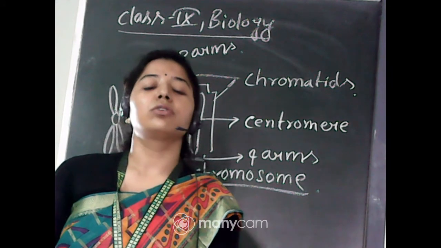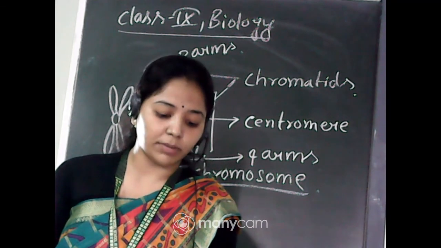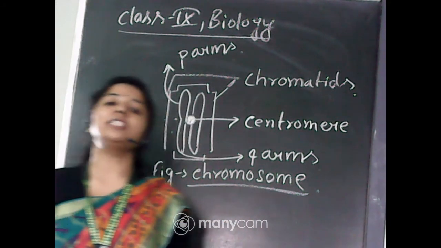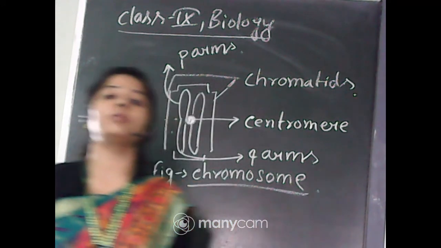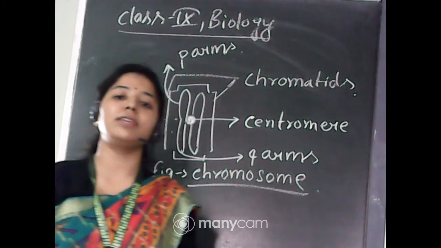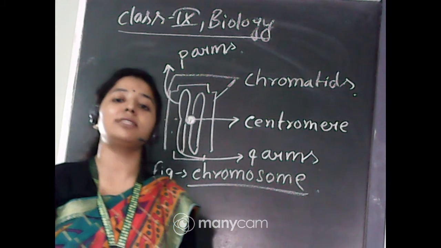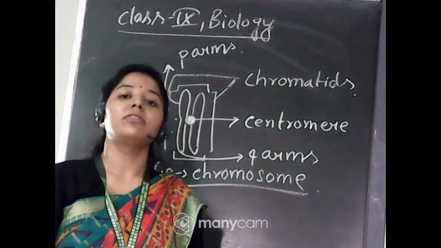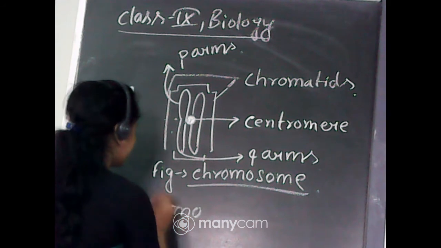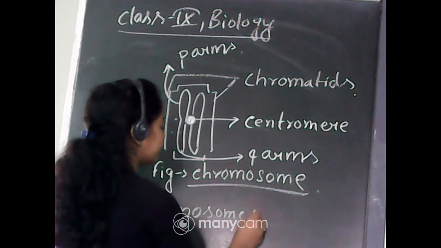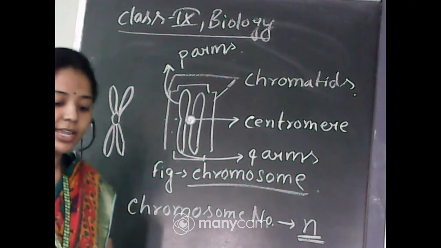Now I have told you about the chromosome. Now, chromosome number: what is this chromosome number? This chromosome number is fixed for each species. In humans the chromosome number is fixed, in dogs it is fixed, also in cats, in maize, in pea; in every organism species the chromosome number is fixed, and it is denoted by N.